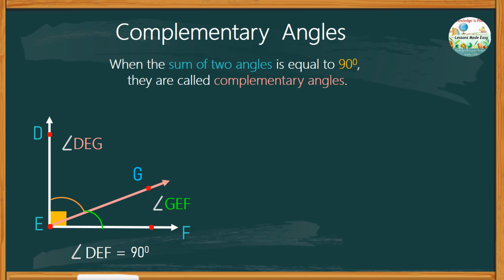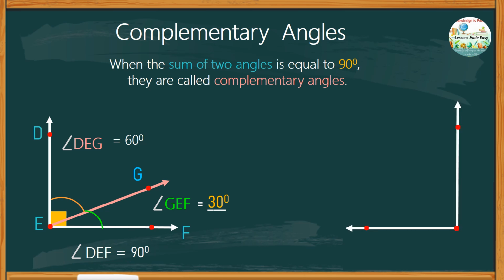And so, if the measurement of angle DEG is 60 degrees, what would be the size of angle GEF? Remember, these two angles together would be 90 degrees. Therefore, if one of the angles is 60, the other must be 30 degrees to get a total of 90.